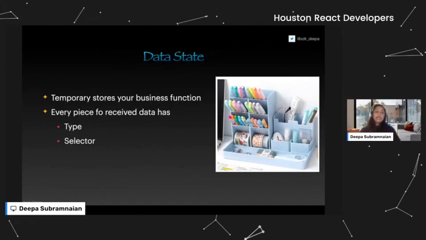So what is data state? Data state is the state that stores your data temporarily, and every piece of data has either a type or a selector. It contains some information about what has been received.